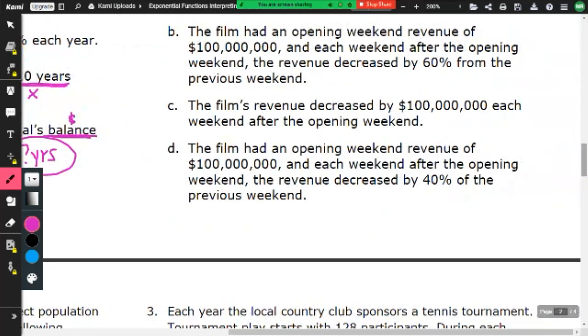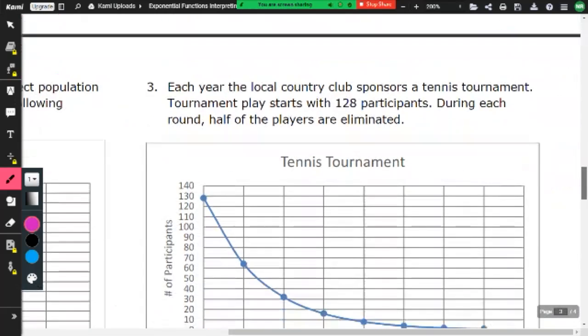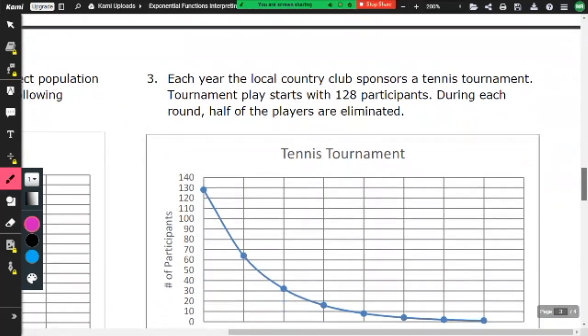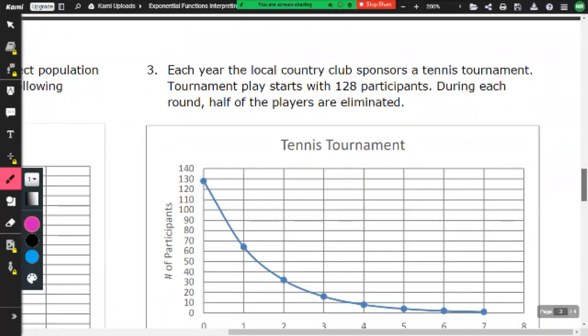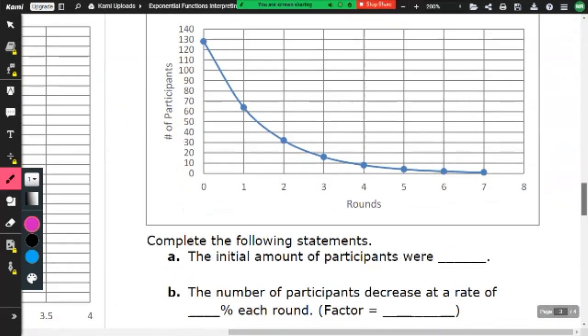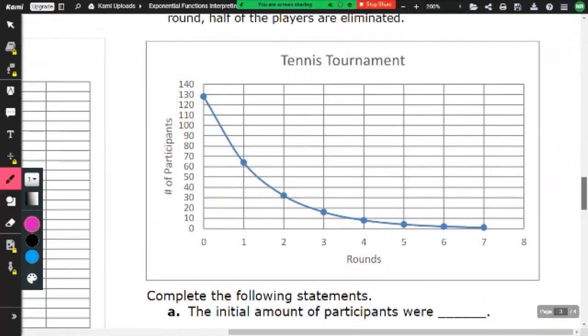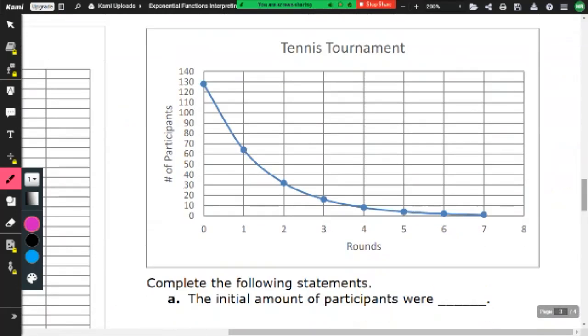Number 3, each year, the local country club sponsors a tennis tournament. The tournament play starts with 128 participants. During each round, half of the players are eliminated. What is the initial amount? 128. Do you see that on the graph? No, you don't see it on the graph.